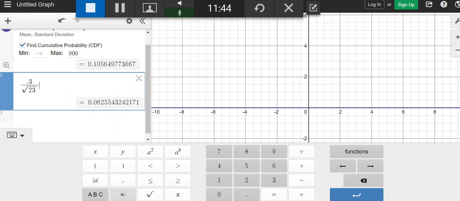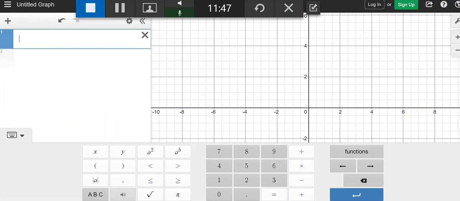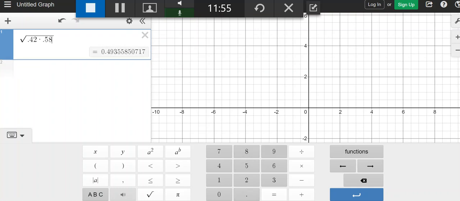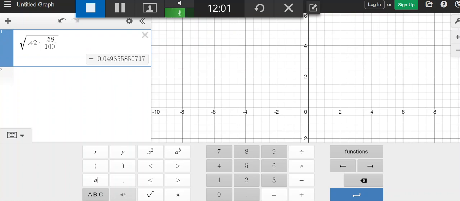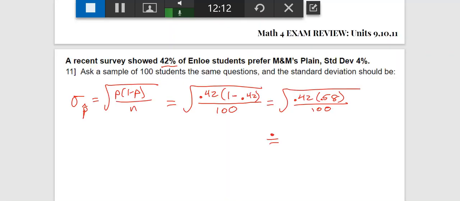All right. I'm going to go square root of 0.42 times 0.58 divided by 100. Now, it does not matter whether they're both on top. Your order of operations is okay here. But basically, it says 0.049 and some change. We're going to go back here and say 0.049 is going to be my standard deviation of this sample, of this parameter.